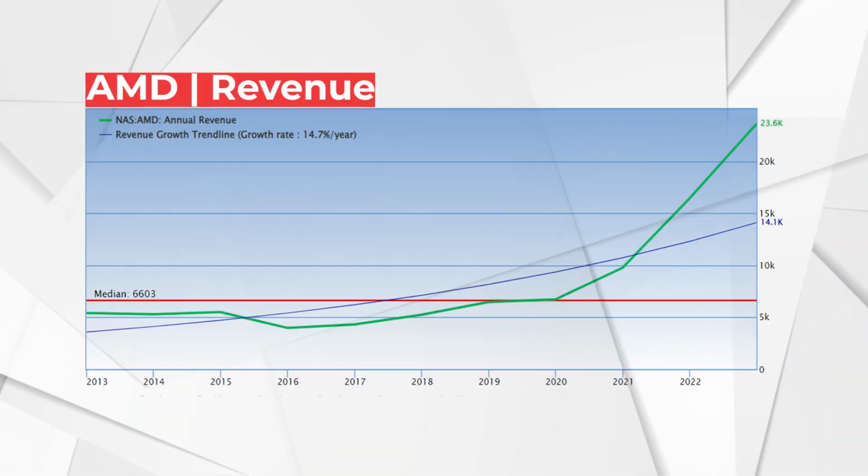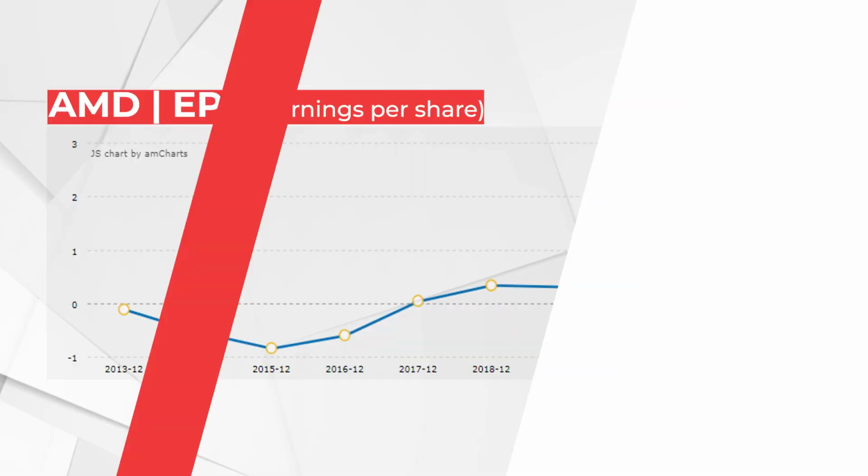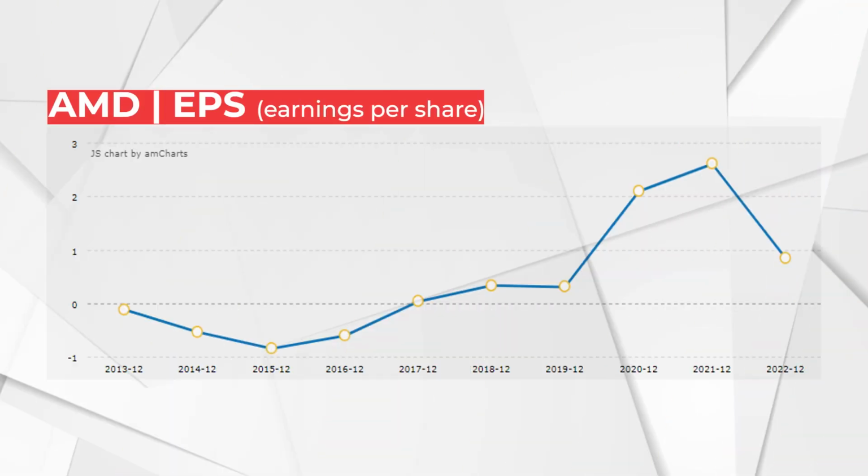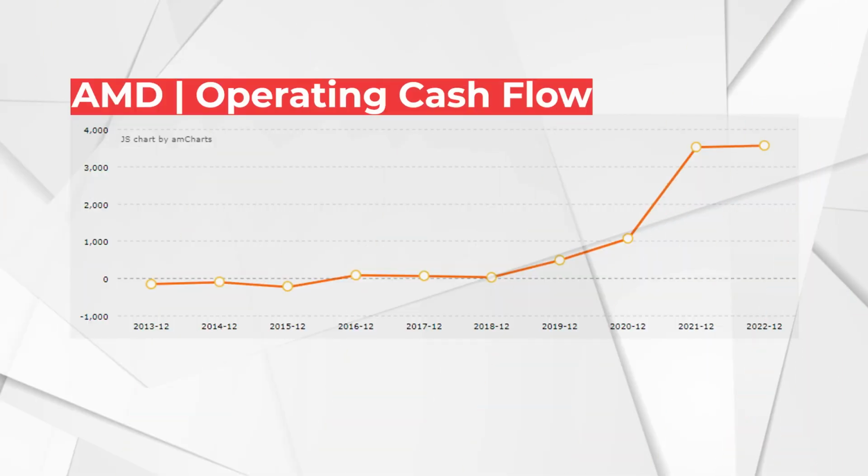Now let's look at their annual revenue trend. In the early days, it was a bit flat, but since 2021, it has been moving up quite incrementally. Next, we will look at earnings per share, and we see that in the early days, AMD was in a loss. But since 2017 onwards, they have been on a positive, increasing trend before a sharp downturn in 2022.